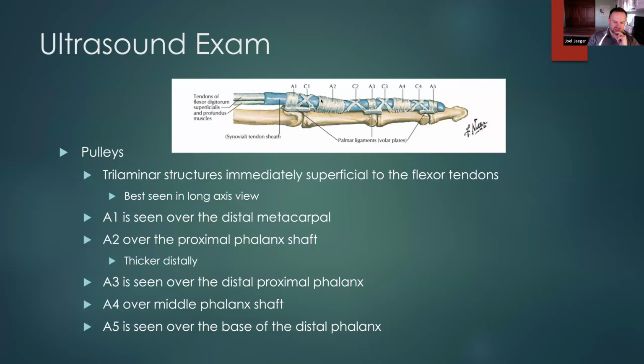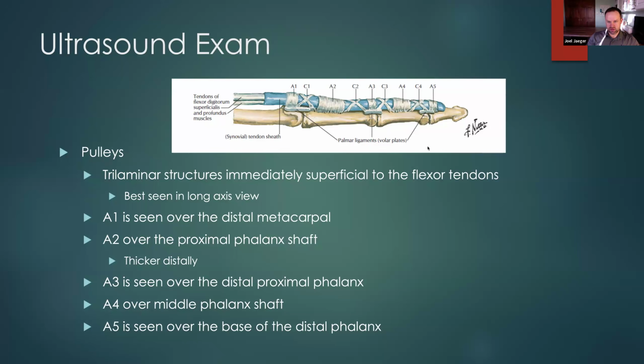And then as we slide up to look at our A2 pulley, we can see this is right over our proximal phalanx shaft. A thing to note about the A2 pulley is that it tends to be a little bit thicker on the distal aspect. So if you have a hard time seeing it when you're first starting, go a little more distally to see it a little better.